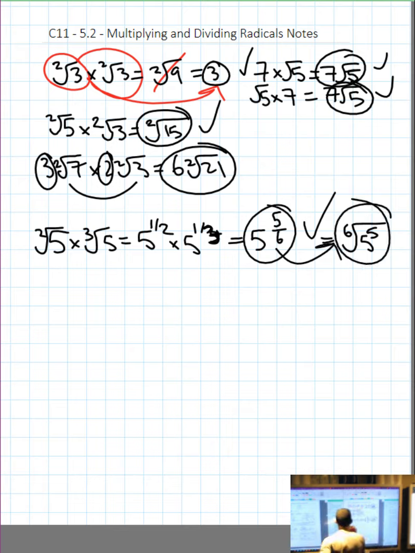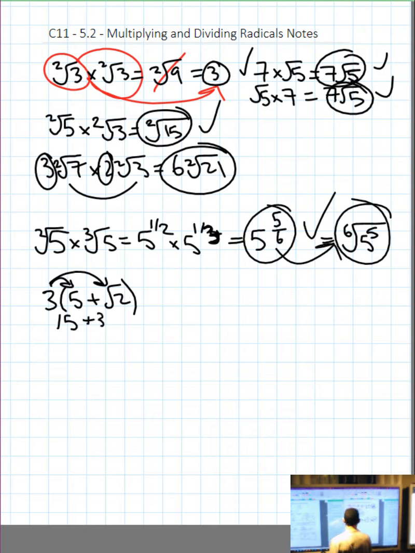Okay, more multiplying. So let's take a look at 3 times (5 plus root 2). And let's distribute. So we can distribute going in. Now we know 3 times 5 is 15. And 3 times positive root 2 is just plus 3 root 2. Type the question in your calculator. Type the answer into the calculator. Make sure it's the same.